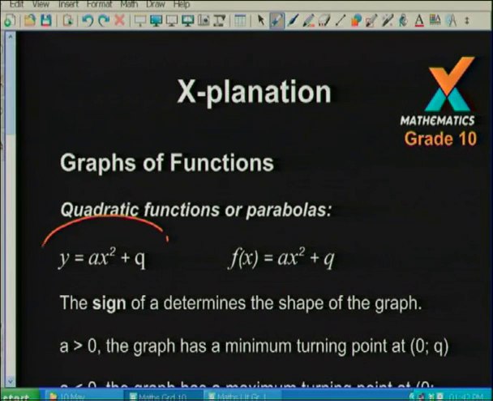Welcome back. Now it's time for us to look at our parabola or our quadratic function. Right. So our general equation for a parabola is y is equal to ax squared plus q. We should all by now know what a parabola looks like. It's either a smiley face or a sad face.